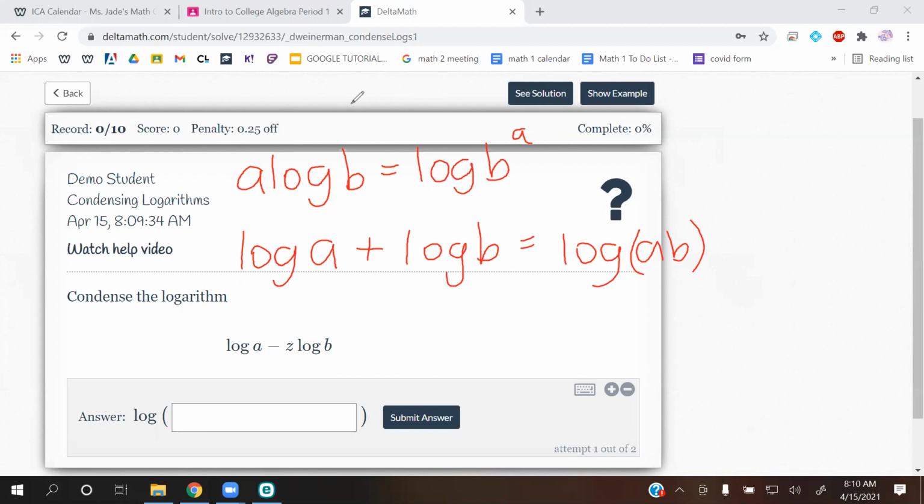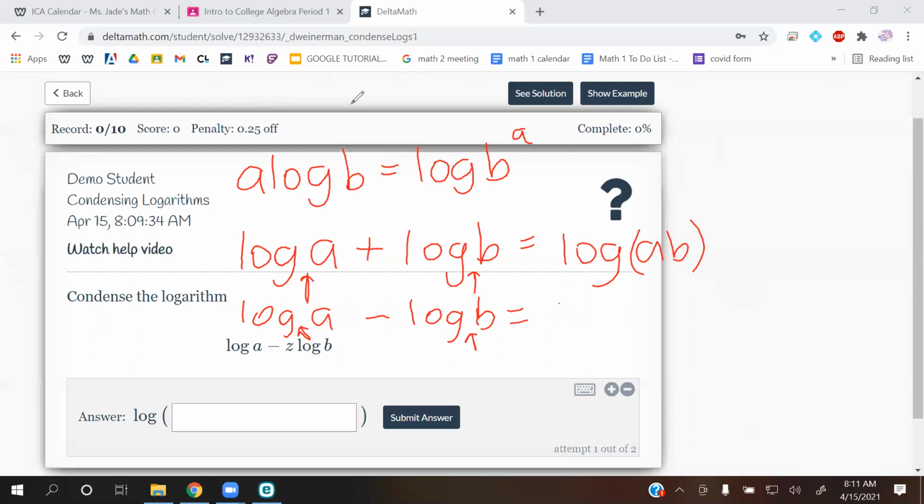So if 2 logs are being added and they share the same base, remember they have to have the same base. So in this case, they're both base 10. Then you can combine them by doing A times B. And then lastly, if we're not adding it and we're subtracting it, and of course, make sure they have the same base. So these are both base 10.